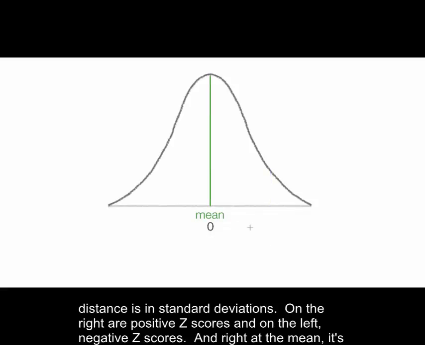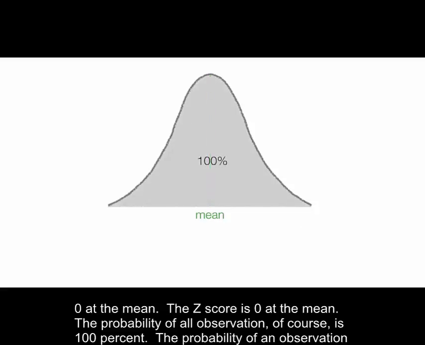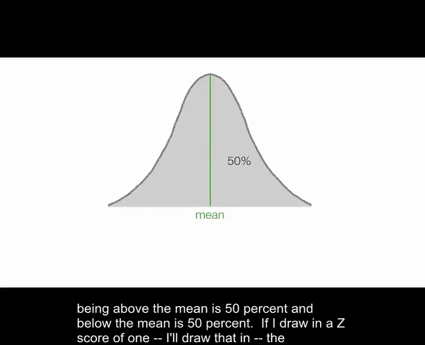On the right are positive z-scores, and on the left negative z-scores. And right at the mean, the z-score is 0. The probability of all observations, of course, is 100%. The probability of an observation being above the mean is 50%, and below the mean is 50%.